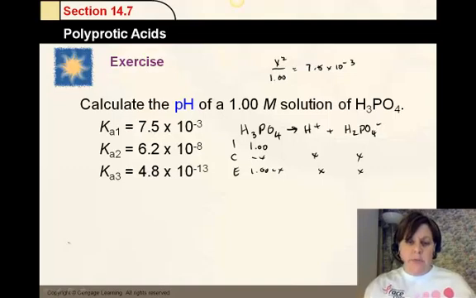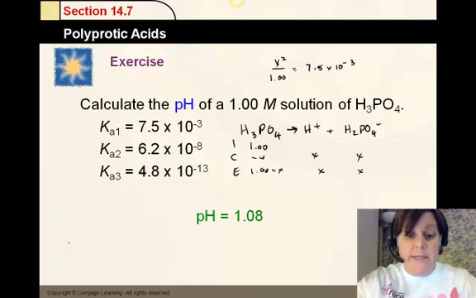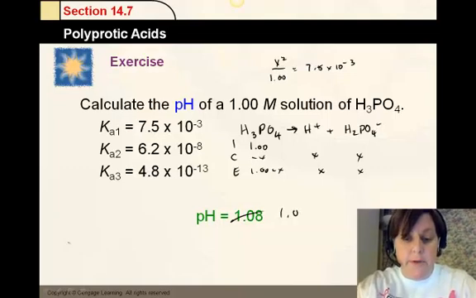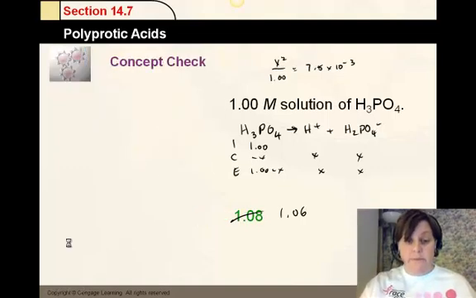So essentially we're going to take the square root of 7.5 times 10 to the negative 3. I actually got 1.06. This slide, which is produced by the textbook company, got 1.08. I tried it several times and changed the number of significant figures. I don't know how they got 1.08, so I'm going to say it's 1.06. In any case, that's the pH of H3PO4.